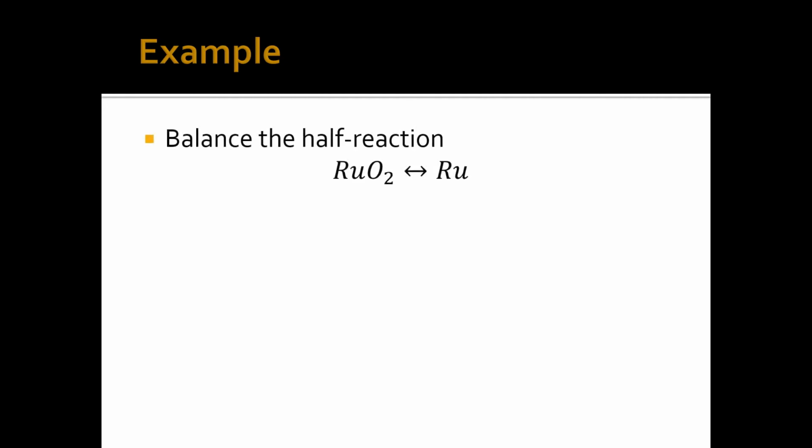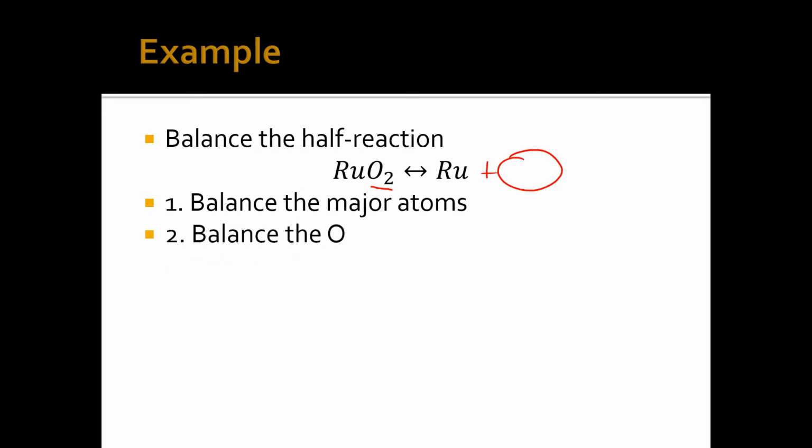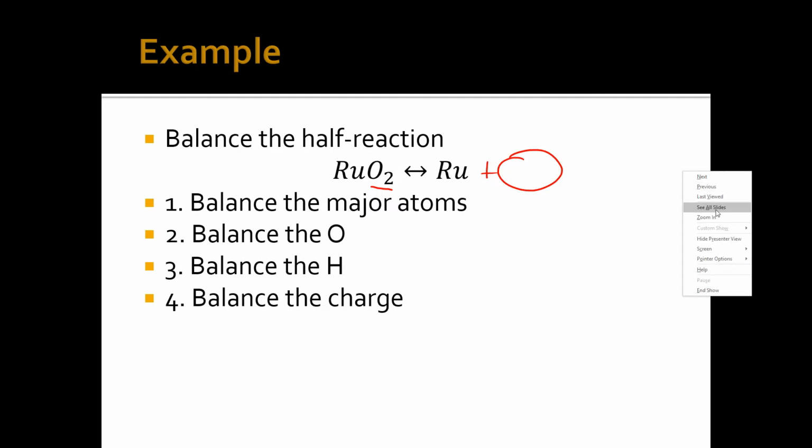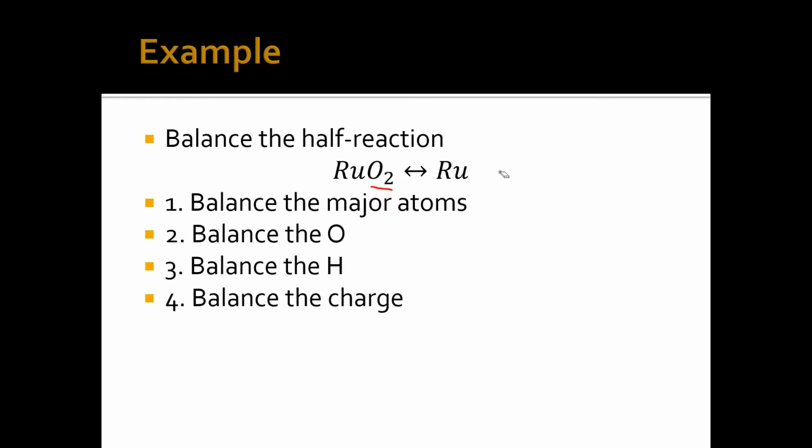All right, so here's a half reaction, rubidium oxide to rubidium. It's obviously not balanced because on the one side we have oxygens but no oxygens on this side. Okay, so let's carry this out. So the steps listed again. We're going to balance the major atoms first, then balance the oxygens, then balance the hydrogens, and then finally balance the charge. The major atoms, I believe, are already balanced. So the rubidium, there's one rubidium there, one rubidium there, so they're already balanced. So my equation will just look the same. There we go. So major atoms already balanced.